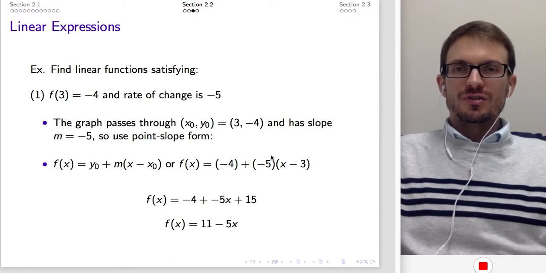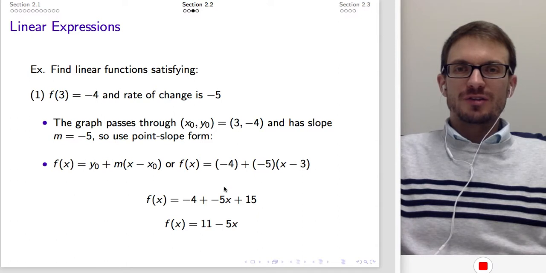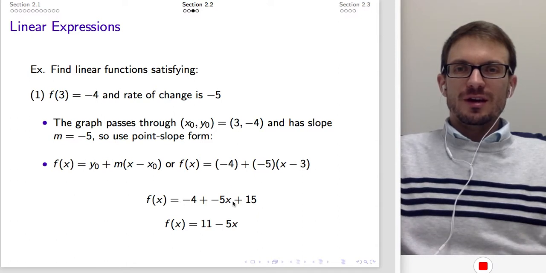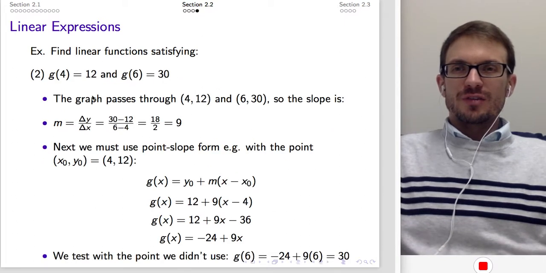And just distributing right here, minus 5 times x gives me minus 5x. I have minus 5 times minus 3, that gives me a positive 15. And then adding, I have f of x is equal to 11 minus 5x. And then we're done.